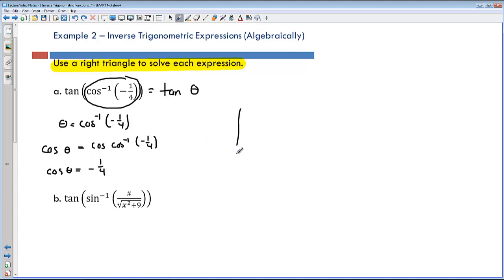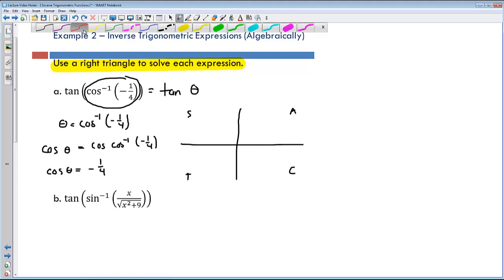So again, we'll do our old All Students Take Calculus. We have cosine theta being negative 1/4, and so that rules out which two quadrants? I think it rules out the first, because cosine is positive there, and then the fourth, because it's positive there. And remember, we're working with the cosine inverse, so you're going to get just one angle back.